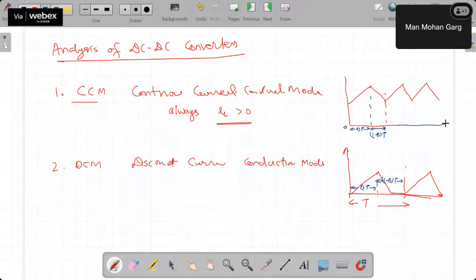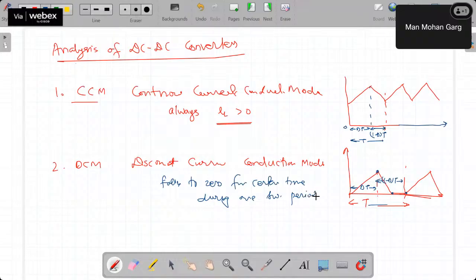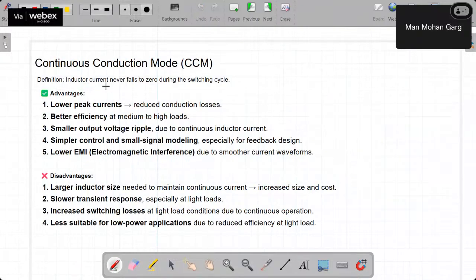During this entire period T, current is never falling to 0 in this case, but here, during this period T, the current is rising and reaching here, and it becomes 0 before the start of the new cycle. So if it falls to 0 for certain time during one switching period, then we call it DCM mode. We will do the analysis assuming this is CCM mode and this is DCM mode. When CCM mode occurs and when DCM mode occurs, that we will discuss. So what is the advantage and disadvantage of CCM and DCM? As I said, in CCM the inductor current never falls to 0 during the switching cycle.